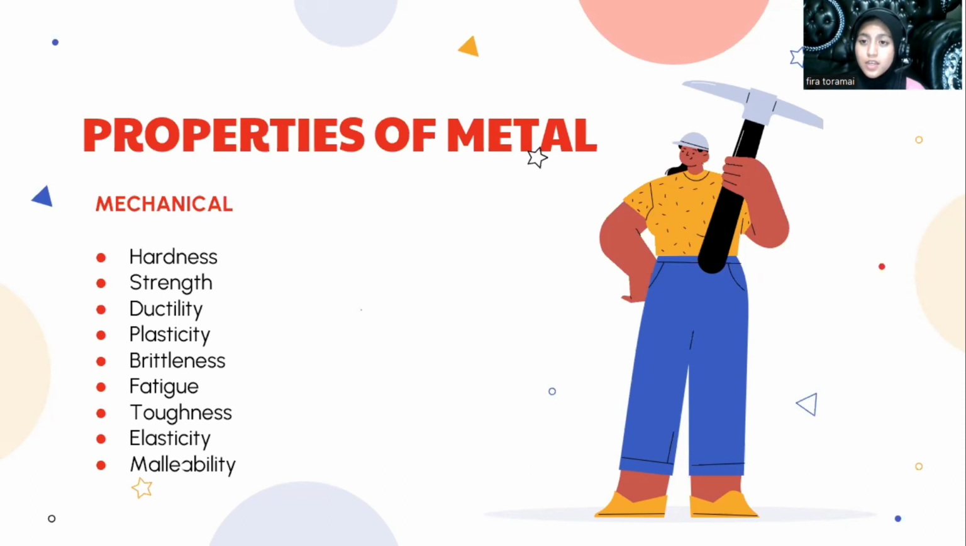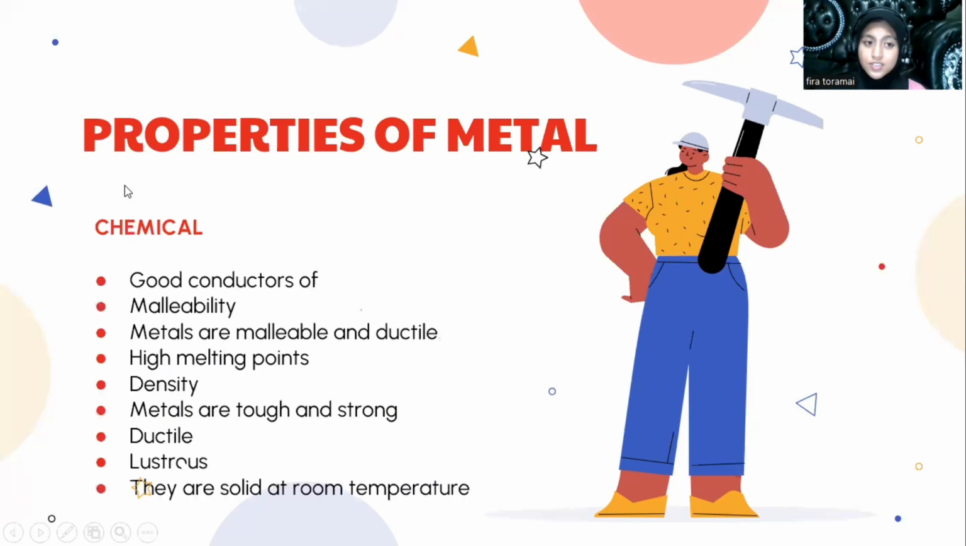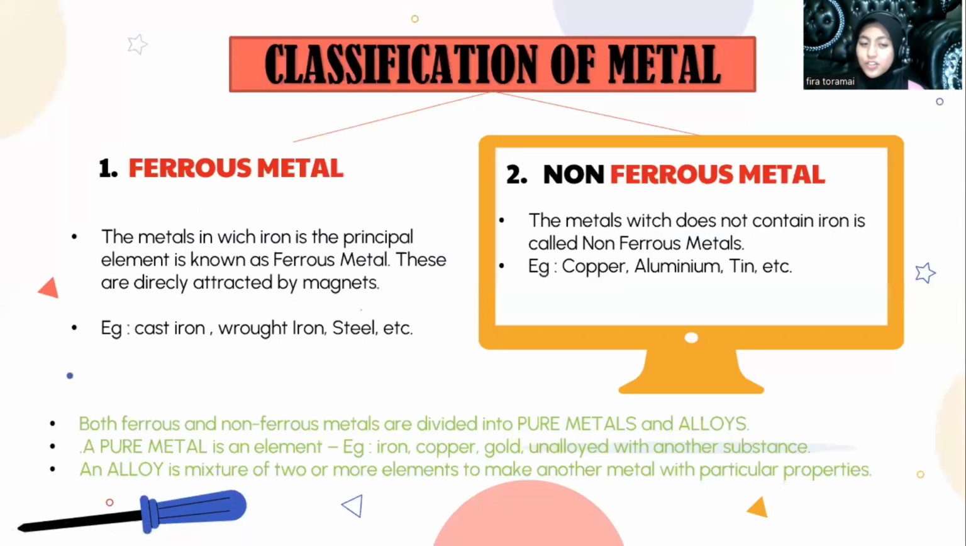Okay, so next, properties of metal. FYI, there are three types of properties of metal. First is mechanical, and you can see this. Second is physical, and third is chemical. Classification of metal. FYI again, there are two types of metal. First is ferrous metal, and second is non-ferrous metal.